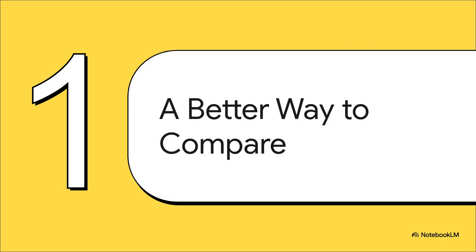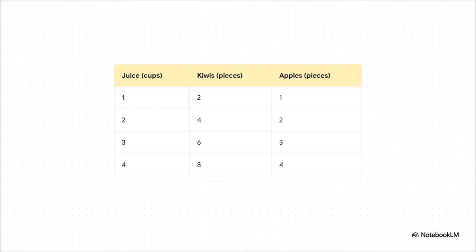Okay, so if we're going to be comparing things all the time, we need a really solid, reliable way to do it. Just saying one number is bigger than another doesn't always paint the full picture. We need a way to see the actual relationship between them. Let's make this practical. Imagine we're making some juice. As you can see, the more juice we make, the more kiwis and apples we need. The numbers are always changing, right? But is there something consistent? A rule that's always true?